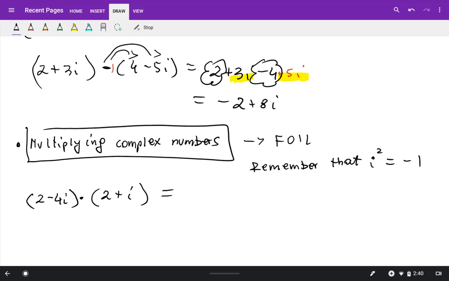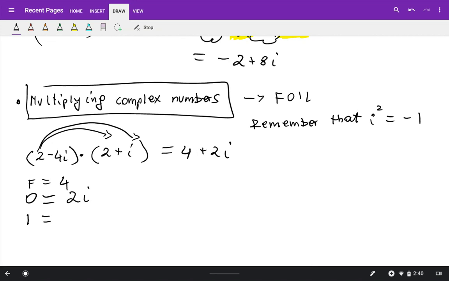So we're going to FOIL. First, you multiply the first ones, so we have 2 times 2, that will give you 4. O stands for outside, so we multiply the outside, which will be 2 times i, which will be 2i. So plus 2i. I stands for inner, so the inner will be negative 4i and 2. So we're going to multiply negative 4i by 2. So we end up with negative 8i.